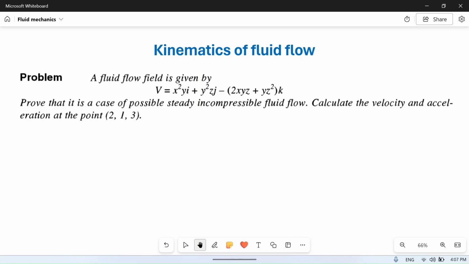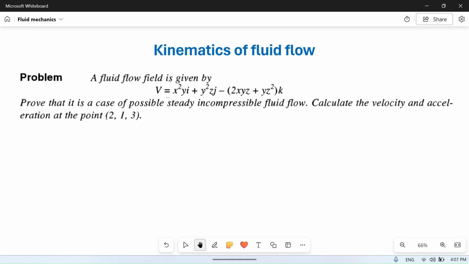In this video we'll solve a numerical problem from the chapter Kinematics of Fluid Flow. Let's read the problem. It is based on the continuity equation and velocity and accelerations. A fluid flow field is given by the velocity v = x²y i + y²z j − (2xyz + yz²) k. Prove that this is a case of possible steady incompressible fluid flow. Next, calculate the velocity and acceleration at the point (2, 1, 3).